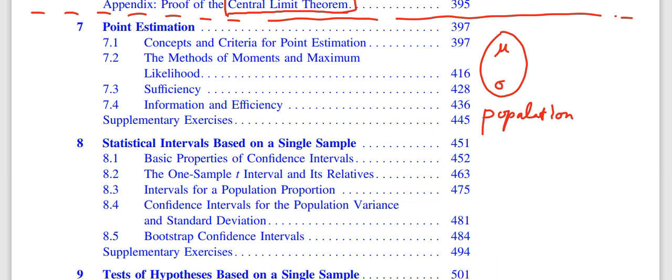So how can we estimate them? We just take a sample, right? So we take a sample, and we have those data. From the sample, we can find the average, x bar, or sample mean, and the sample standard deviation. So we use the sample mean to estimate the population mean, or the sample standard deviation to estimate the population standard deviation, right? So this is a very natural way.